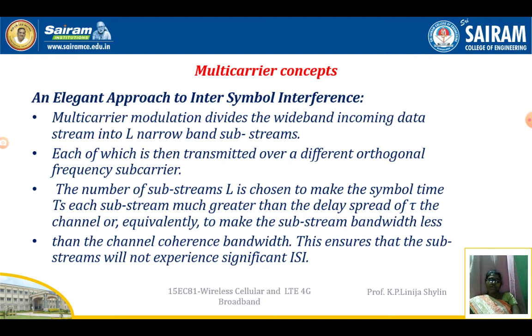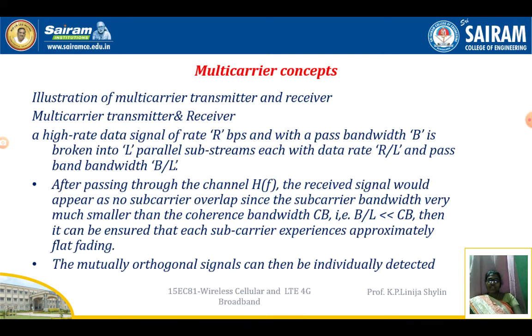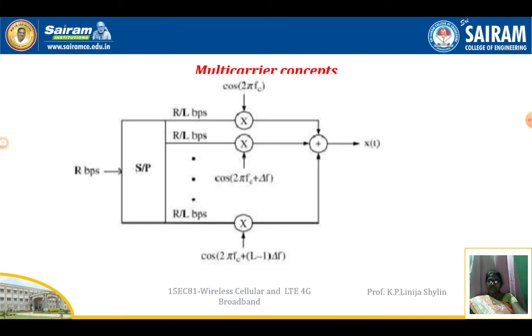So this ensures that substreams will not experience significant inter-symbol interference. And for this, we will go through an illustration of the multi-carrier transmitter and the receiver. First, the transmitter diagram. In the transmitter diagram, we give the input as R bits per second. So this R bits per second is nothing but the high data rate signal.